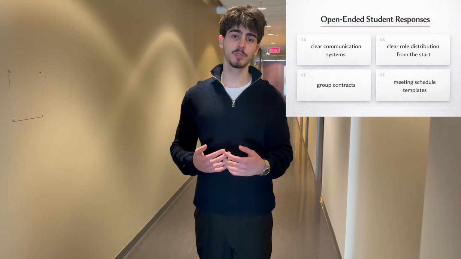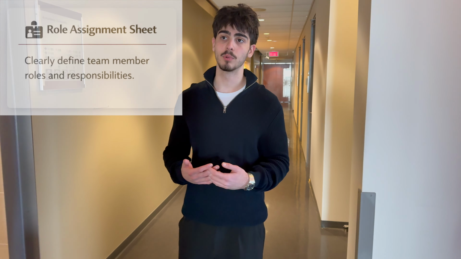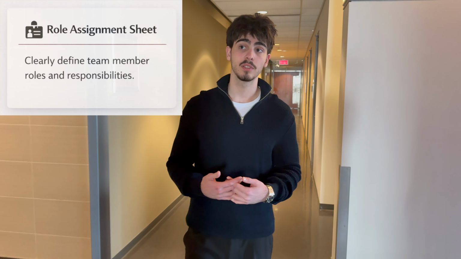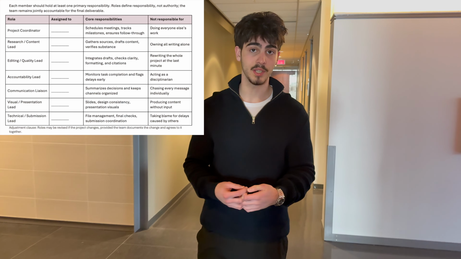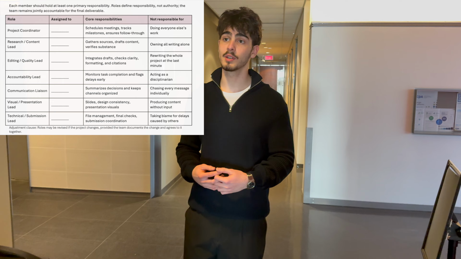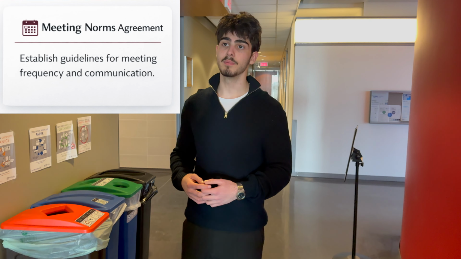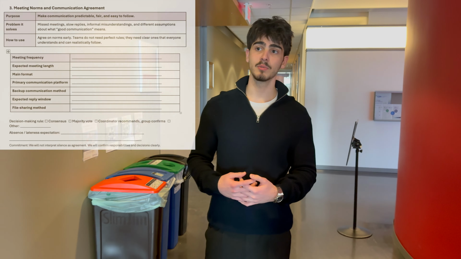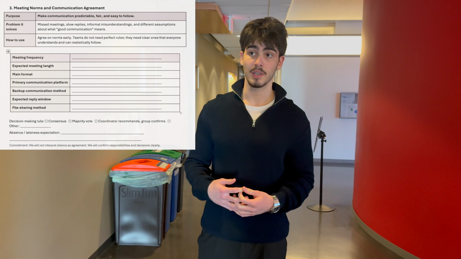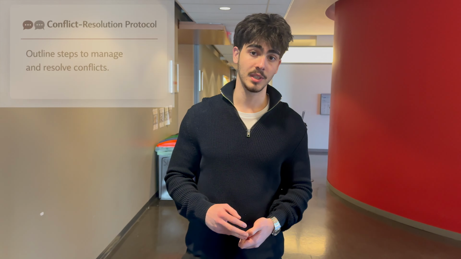The toolkit directly targets the problems our survey identified. It includes 4 components. First, a role assignment sheet, so that every team member has a clear responsibility from day one. This was the most requested tool in our survey, with 65% of students saying they'd use it. Second, a meeting norms agreement, covering meeting frequency, communication platforms, response times, and attendance expectations. 50% of students said they'd use a meeting scheduling template.